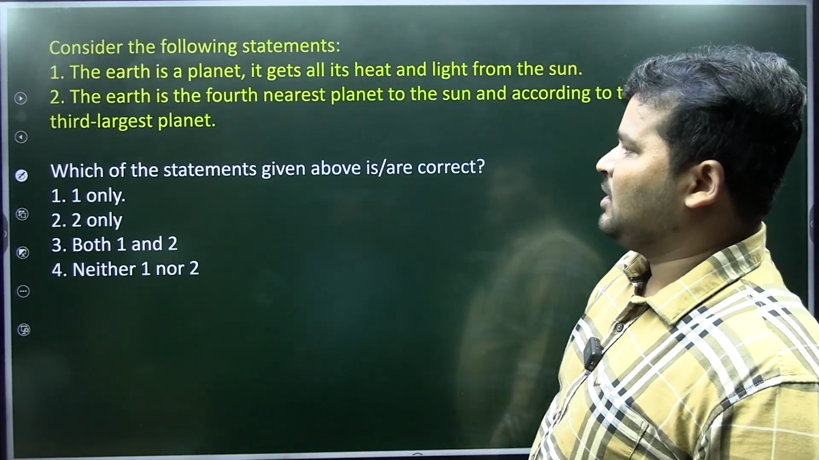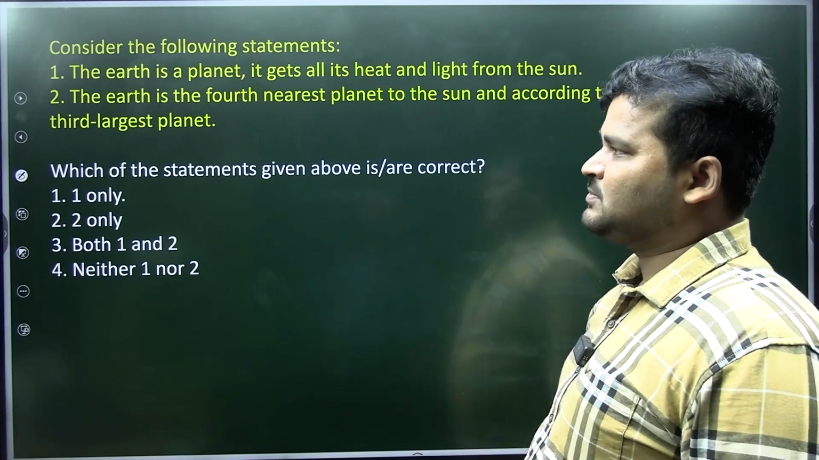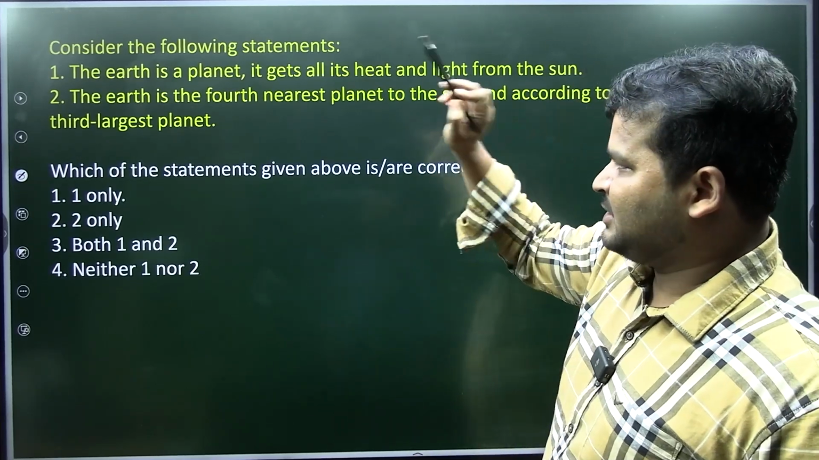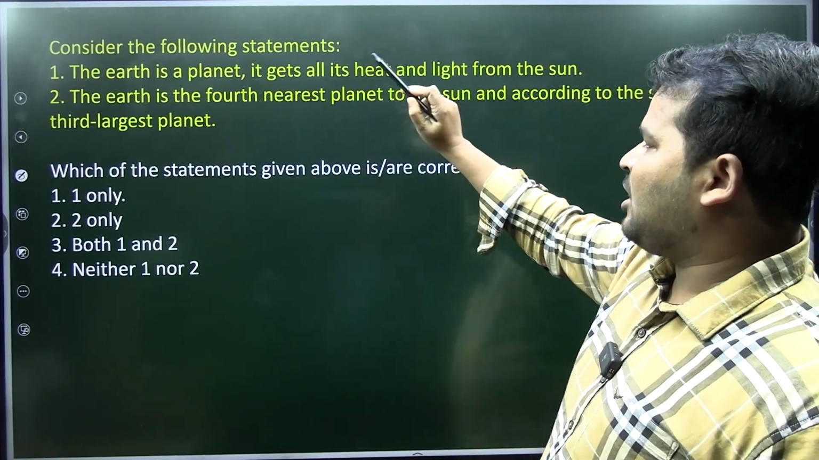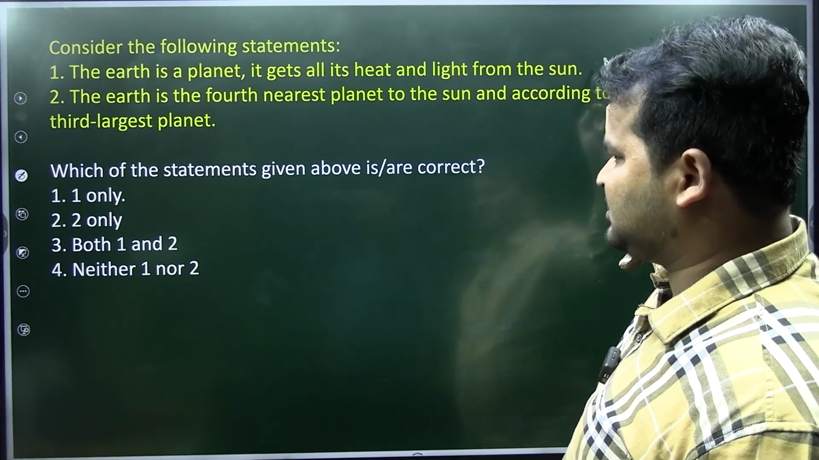Next question. Consider the following statements. 1. The Earth is a planet. It gets all its heat and light from the Sun.